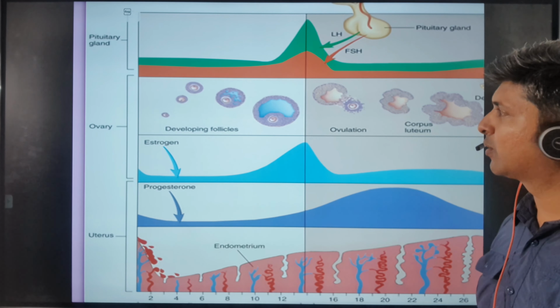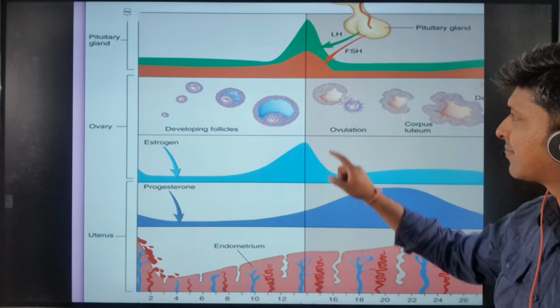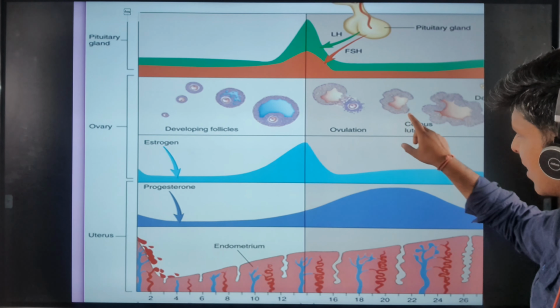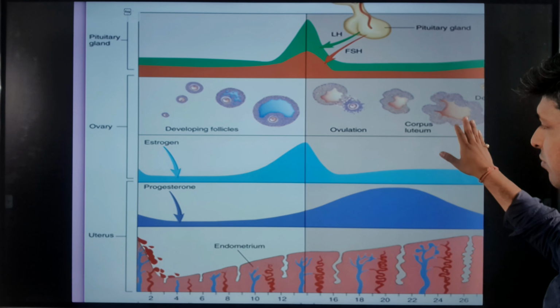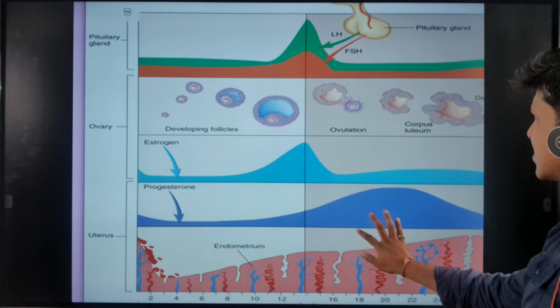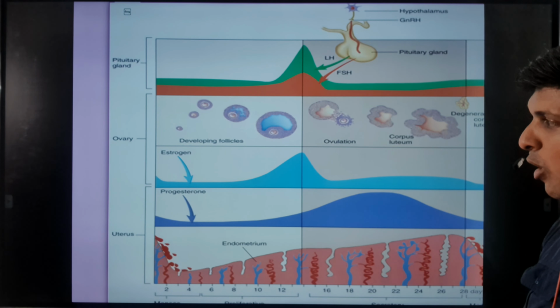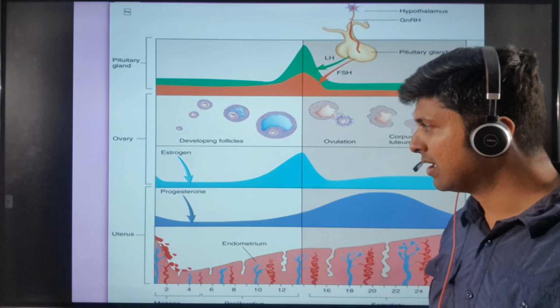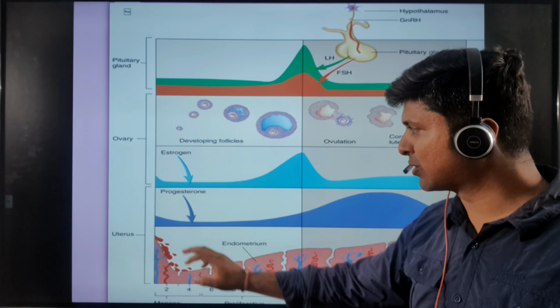So on the 14th day you can see that ovulation has taken place. That means the egg has been released into the oviduct. Okay, and then this will degenerate to form corpus luteum. If the egg is not fertilized, it will be converted into corpus albicans. You can see over here it will convert into corpus albicans and will be thrown out during the first phase of the menstrual cycle, that is the menstrual phase.